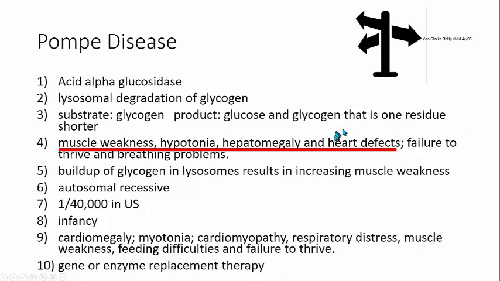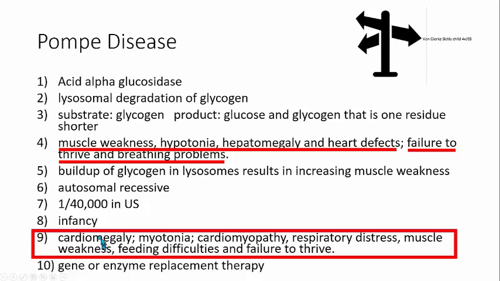In this disease, in Pompe's disease, we also see heart defects. That helps you to differentiate between glycogen storage disease 0 and the others. These all have failure to thrive problems, but in Pompe's we also have breathing problems. These infants are usually diagnosed very shortly after birth. They have difficulties taking their first breath and continuing to breathe on their own.